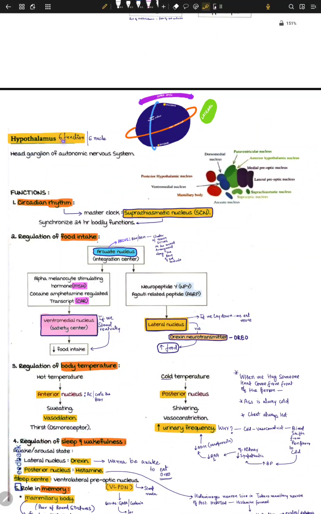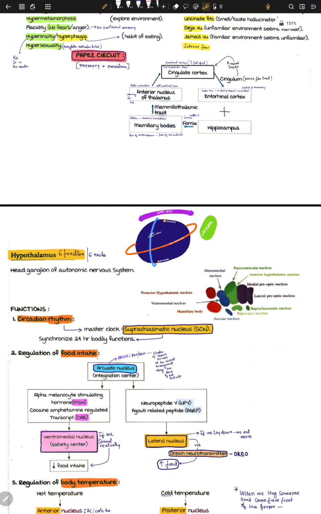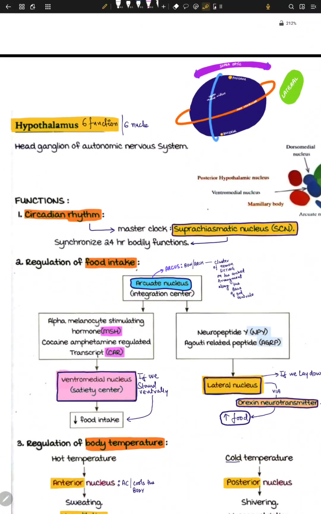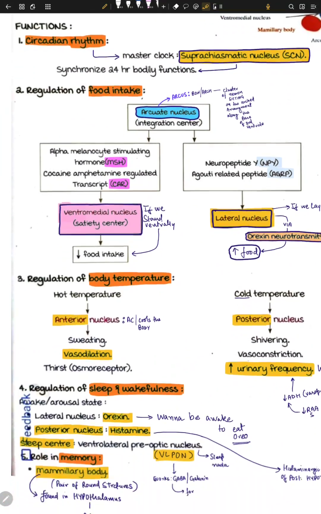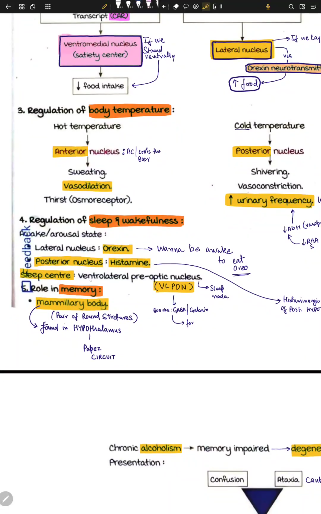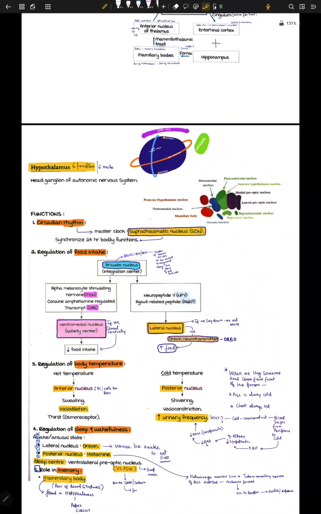The hypothalamus has 6 nuclei: supraoptic, lateral, posterior, anterior, ventromedial, and paraventricular. The hypothalamus has a lot of nuclei. It has something called the satiety center, ventromedial, lateral, orexin. What else? The really important one, the sleep center, is the ventrolateral preoptic nucleus. The more you revise this, the more you remember this. So that's the whole story of the hypothalamus.